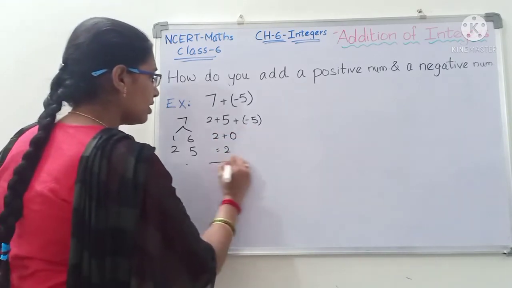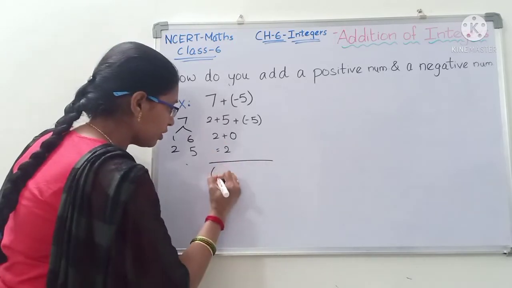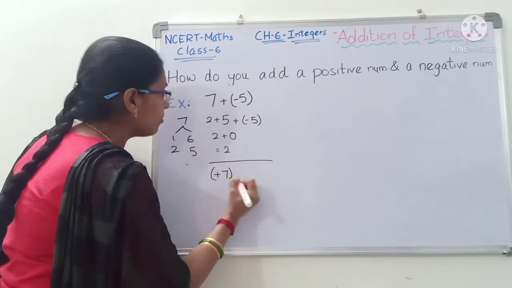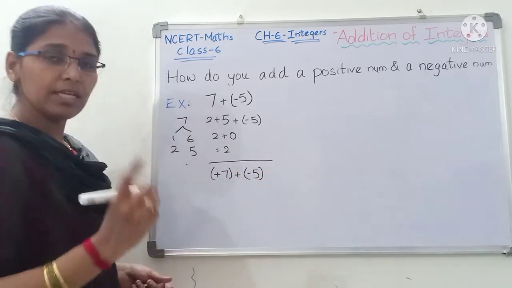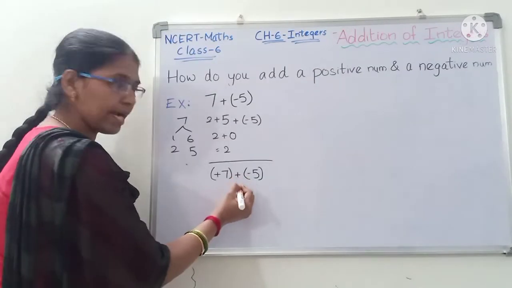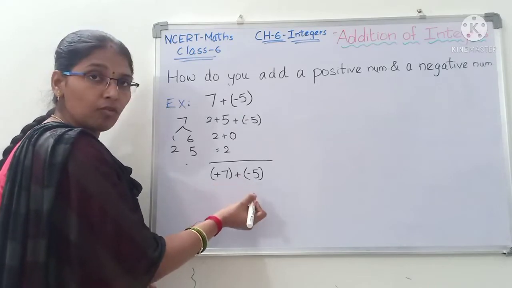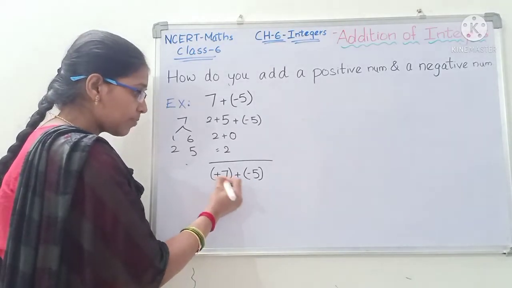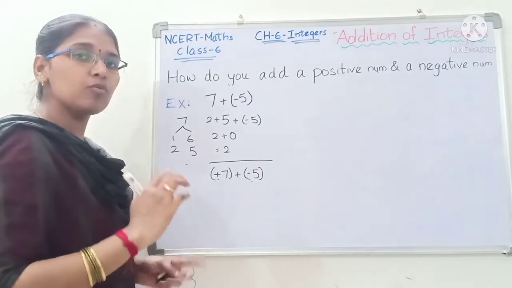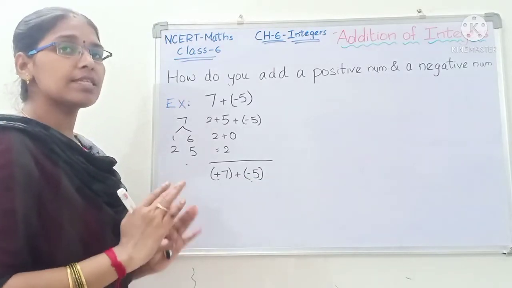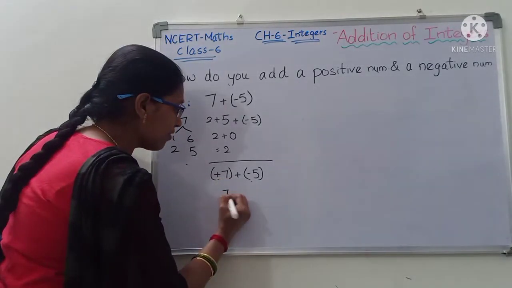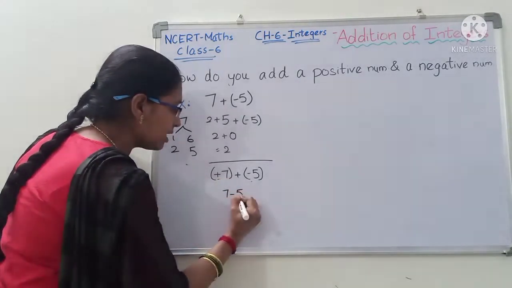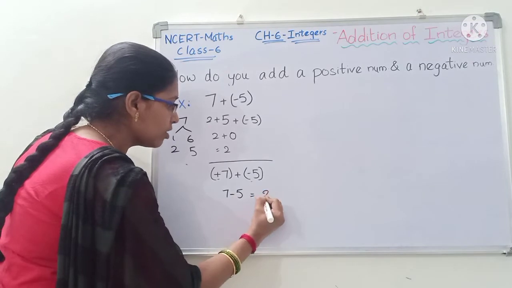Okay, now let's solve this in a single step. The question is 7 plus minus 5. Check the signs first. You are adding. Check the signs of the two integers first. One is plus, one is minus. If the two signs are different, you should just subtract the small number from the big number. Here the big number is 7. 7 minus 5, you got 2.